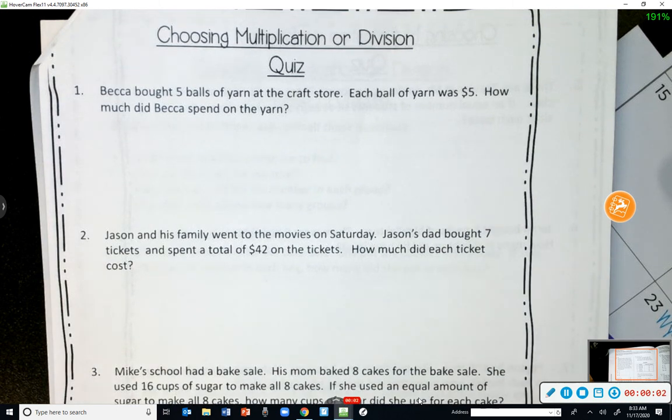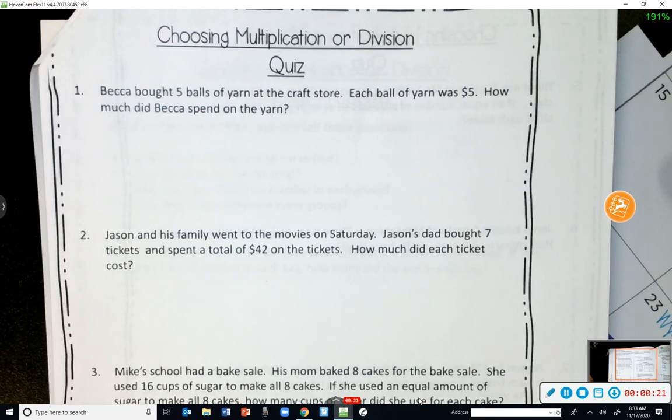Okay, today is Thursday, November 17th, and we are in class looking at multiplication and division word problems again. So we're trying to find similarities and differences that will help us recognize word problems and what we do, because sometimes they sound pretty similar, don't they?